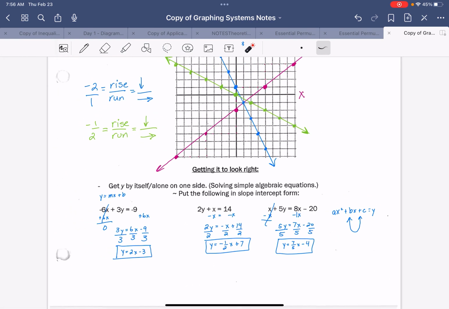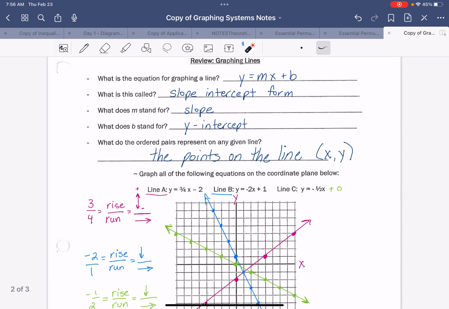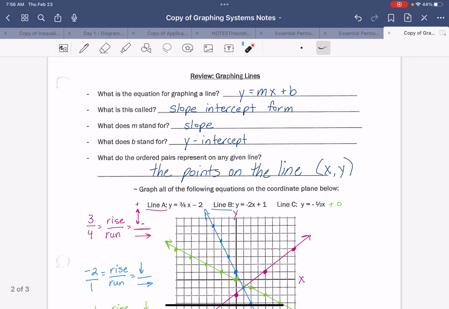Okay, I think I went a little bit long here, but this is the gist. This is a good review on graphing lines. I want you to do the practice and then go ahead and watch the next video, which is going to be the systems of equations.